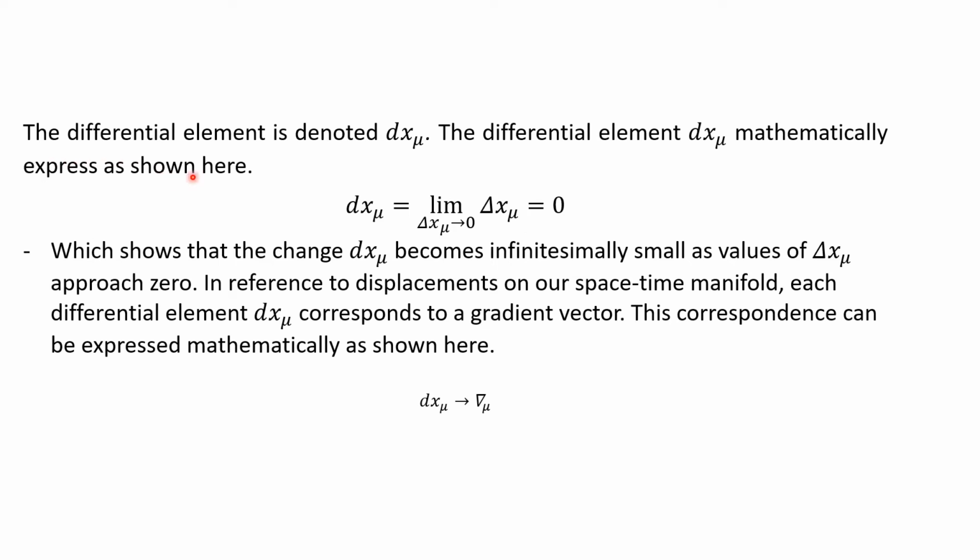The differential element is denoted this. The differential element is mathematically expressed as shown here, which is a limit, as we were saying, which shows that the change dx becomes infinitesimally small as values of delta x approach 0. In reference to the displacement on our space-time manifold, each differential element dx corresponds to a gradient vector. This correspondence can be expressed mathematically as shown here.